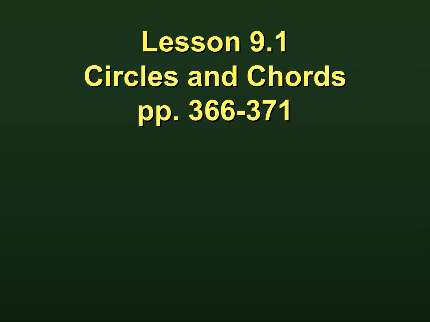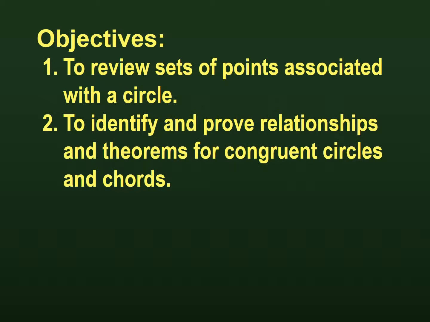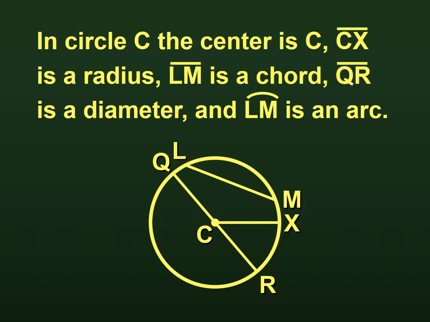Today we're beginning our chapter about circles. So we're going to begin with just a basic overview of circles, and we're going to introduce a special part of a circle called a chord, and we're going to look at some theorems that have to do with chords. So we're going to review points associated with the circle, identify and prove relationships in theorems for congruent circles, and then also chords.